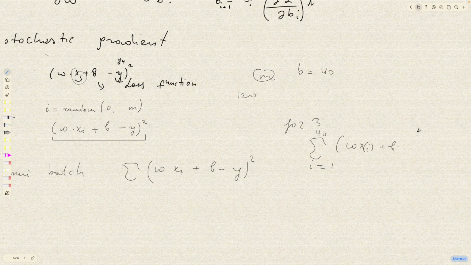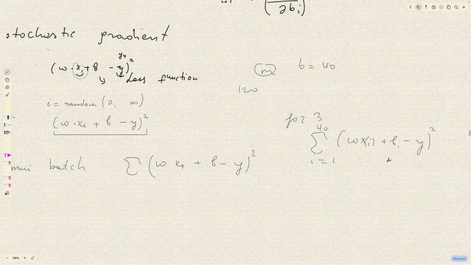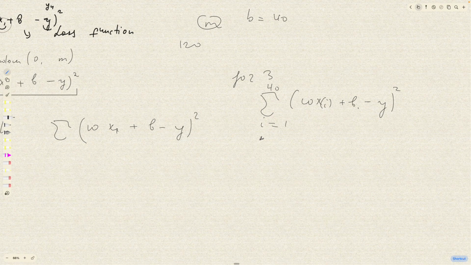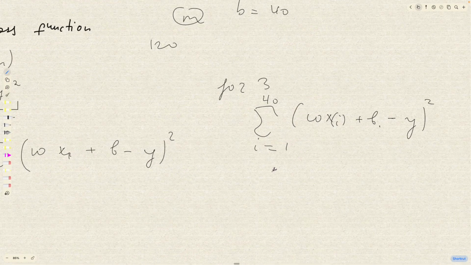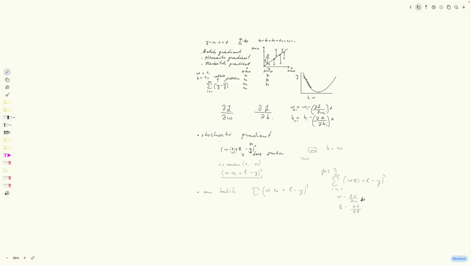Plus b. So we can also write bi here. Not bi, sorry. B is just a parameter. And we update it like this. So that's basically what it is.